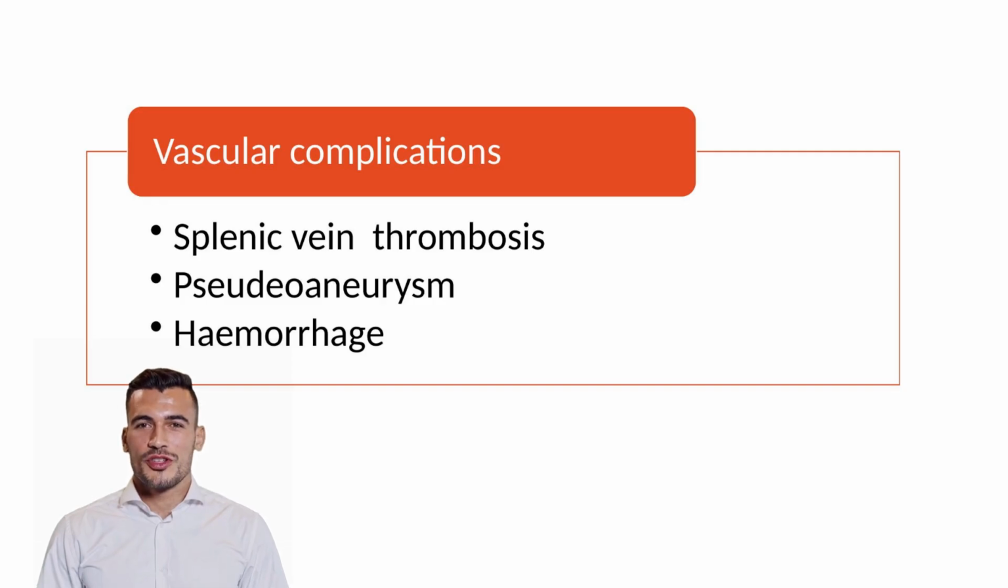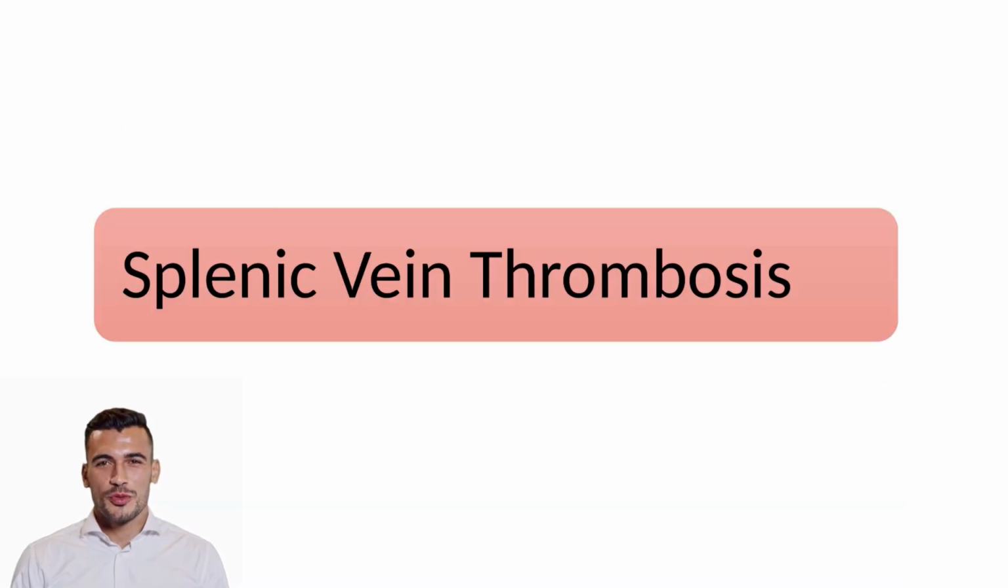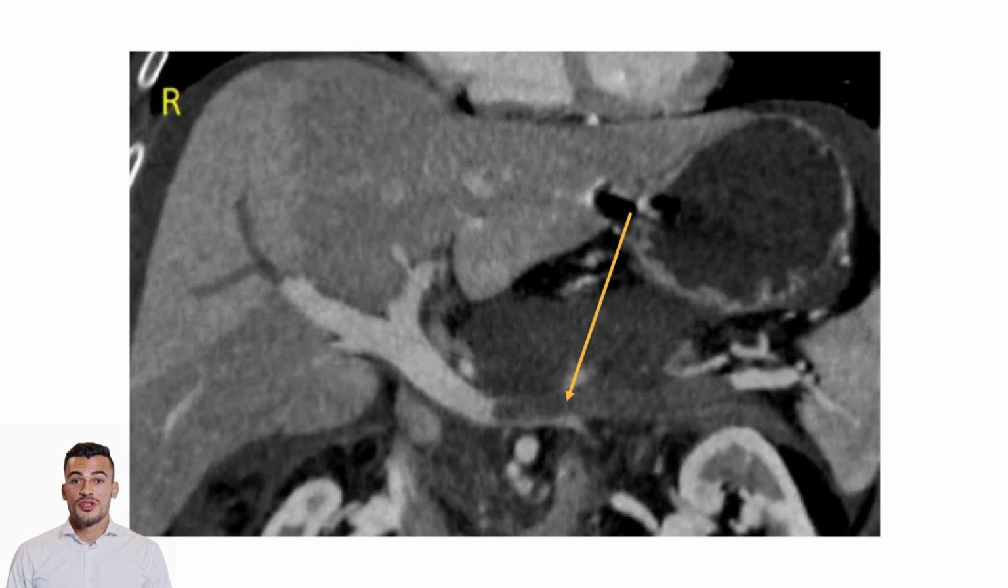Now, coming to the vascular complications, pancreatitis can cause splenic vein thrombosis, pseudoaneurysm formation, and pseudoaneurysm can subsequently cause hemorrhage. Splenic vein thrombosis is relatively common in patients with pancreatitis, occurring in as many as 10 to 40% of cases. Although much less common, portal and superior mesenteric vein thrombosis can also occur as a result of pancreatitis. This is an image showing hypodense filling defects within the splenic vein suggestive of thrombosis.